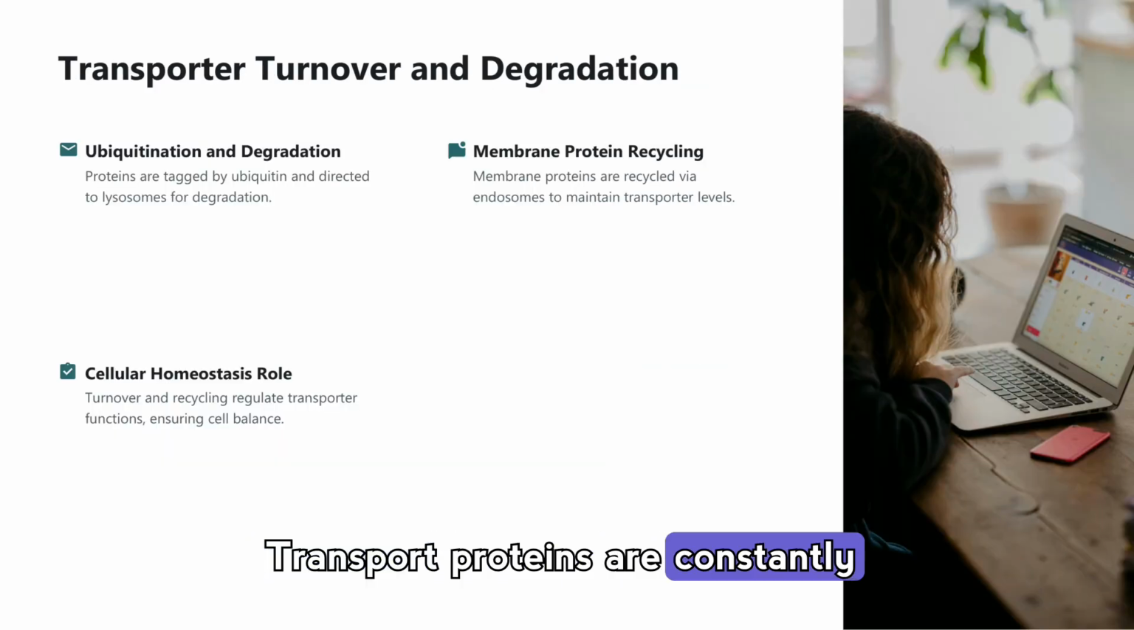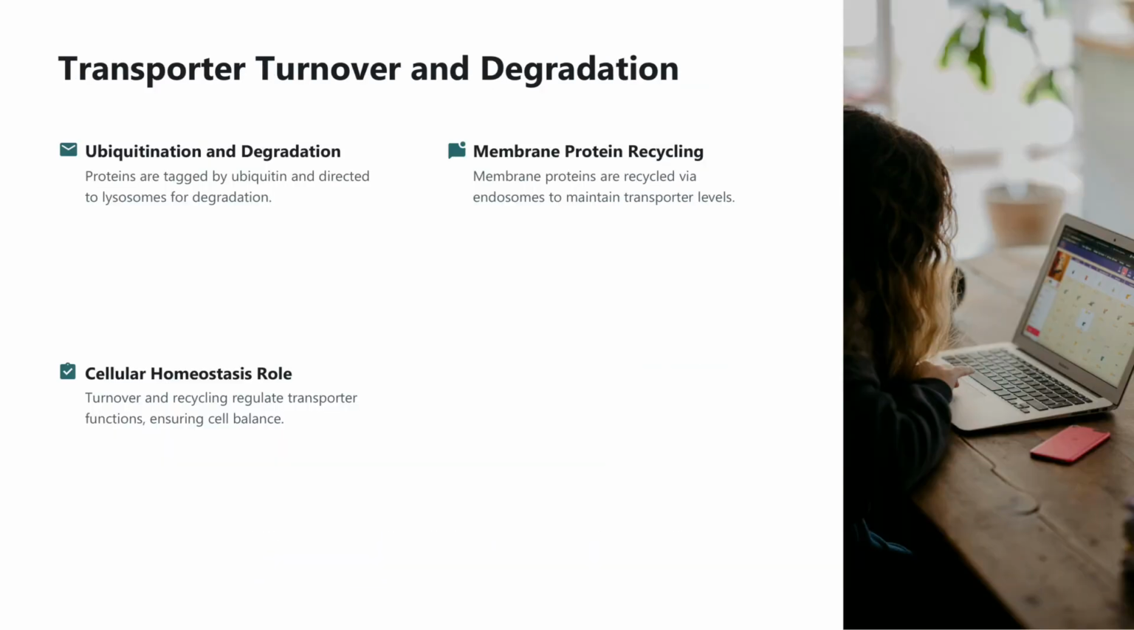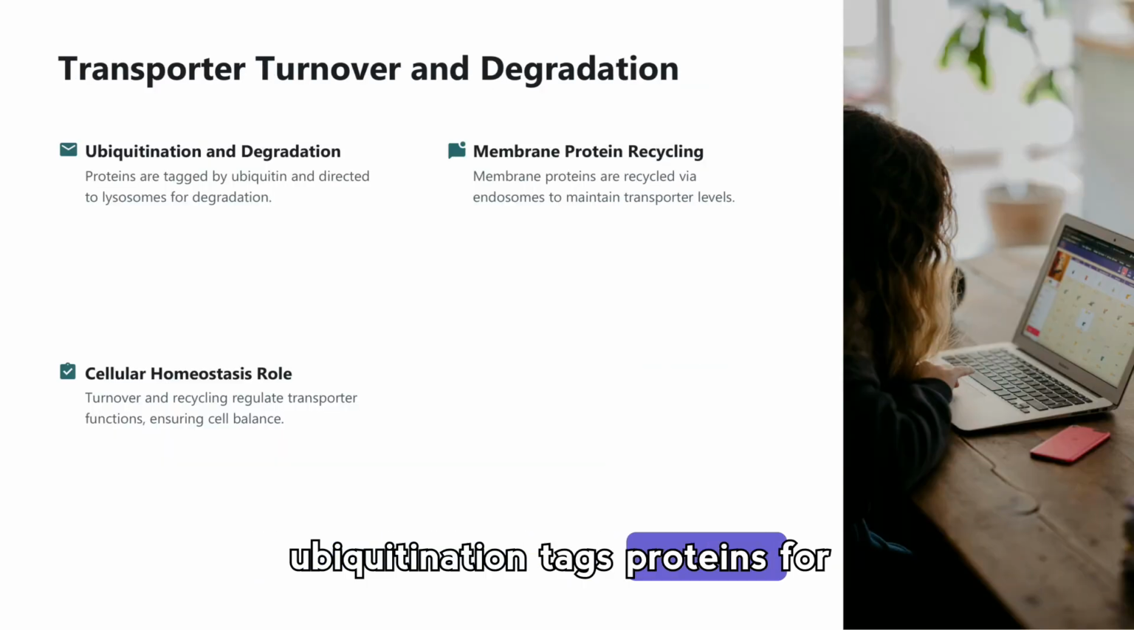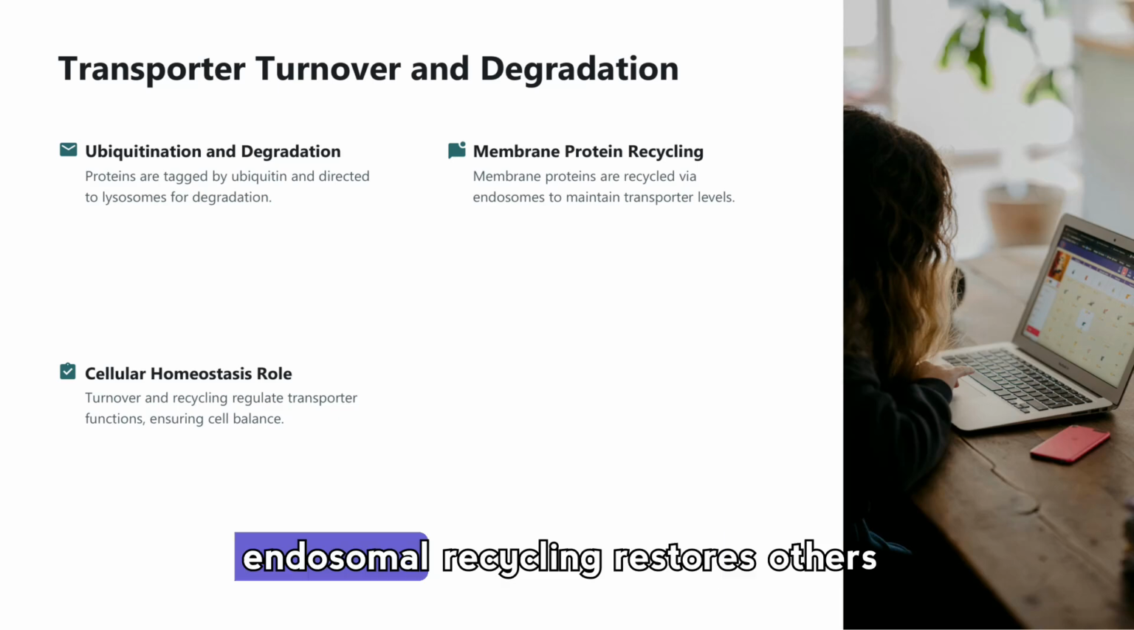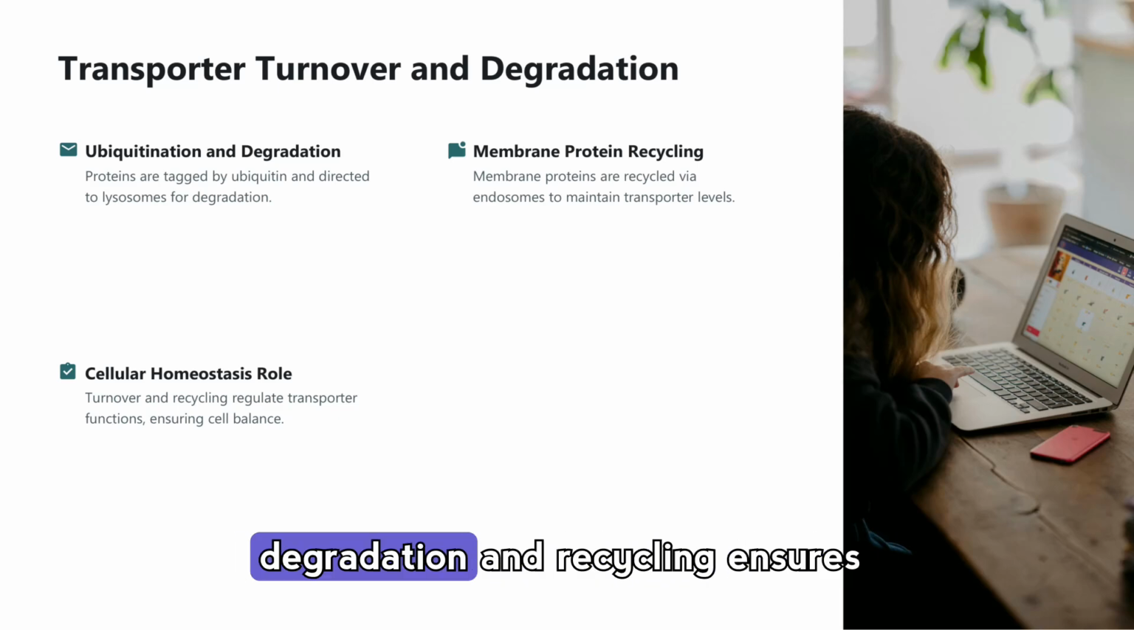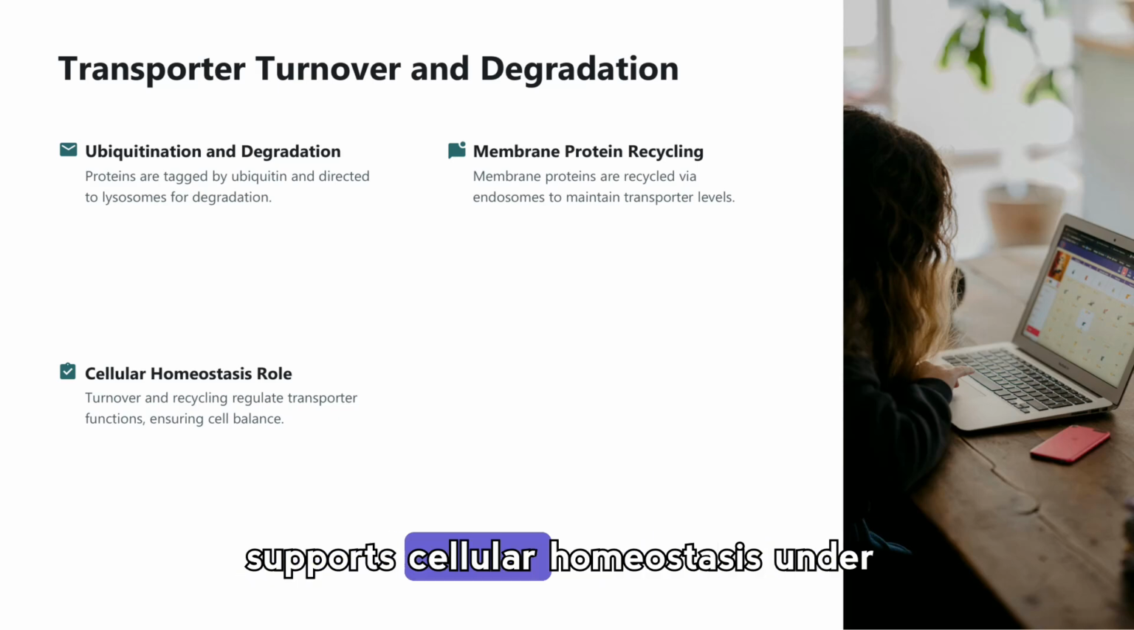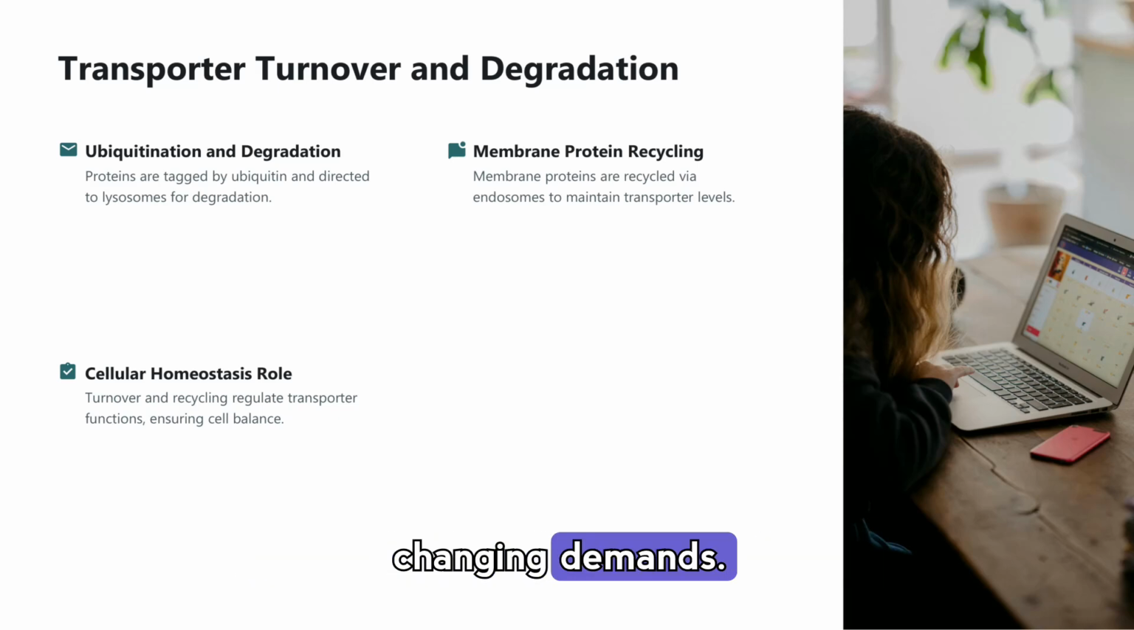Transport proteins are constantly turned over to maintain function. Ubiquitination tags proteins for lysosomal degradation, while endosomal recycling restores others to the surface. This cycle of degradation and recycling ensures balanced transporter levels and supports cellular homeostasis under changing demands.